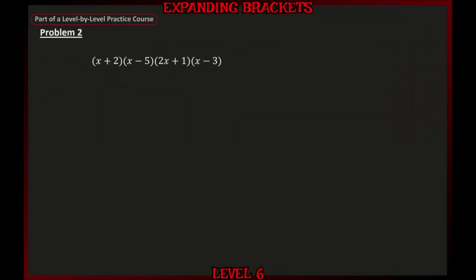In problem 2, we're expanding the product of 4 brackets. And there are different ways of doing this. The way that I'm going to do this is I'm first going to multiply together the first 2 brackets and also multiply together the last 2 brackets. I'm going to simplify each and then multiply those 2 together to finish off.